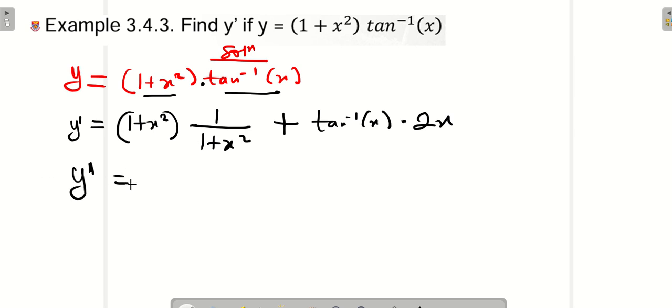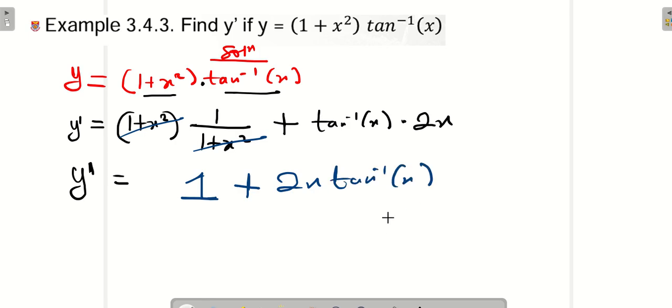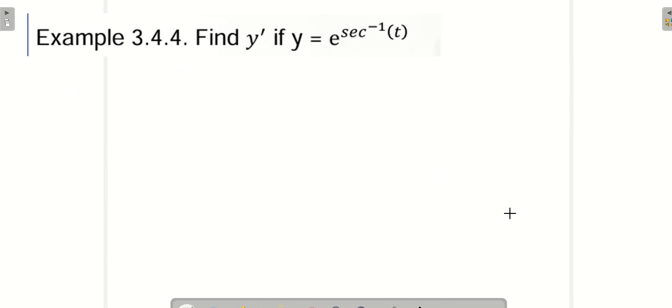Y prime should be equal to 1 plus x squared over 1 plus x squared. Or let me just do it straightforward. This will cancel this to get 1. Then plus 2x tan inverse of x. And that is the final answer. This one is very simple. Now let's move on to the next question.